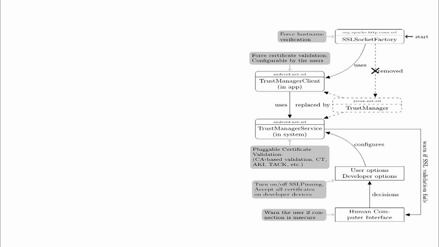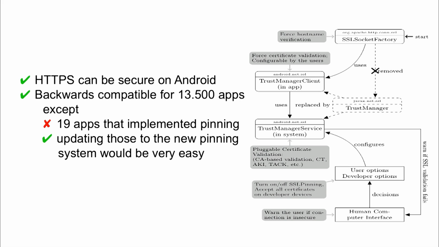So we created a system which allowed developers to do all the things they wanted via configuration instead of coding. And this system actually is capable of retroactively fixing all the broken apps in the 13,500 we looked at. The only thing, 19 apps which additionally had implemented pinning would lose that feature because we completely ignored the old implementation. But updating those to configure pinning would have been, or would be easy.